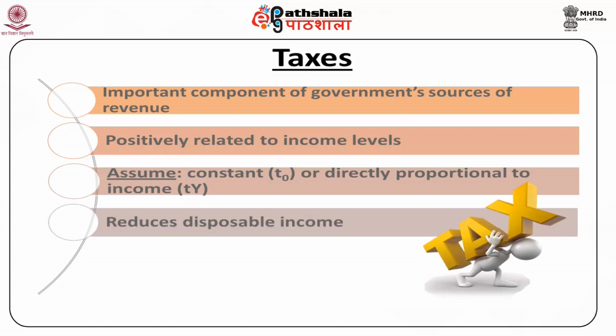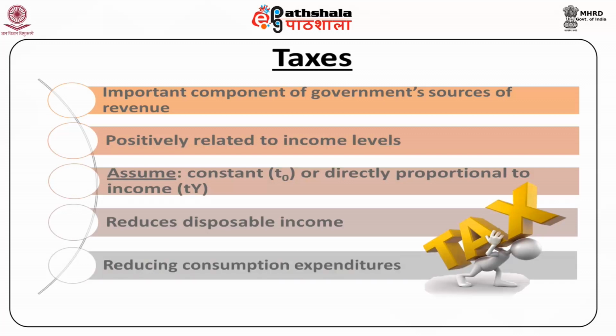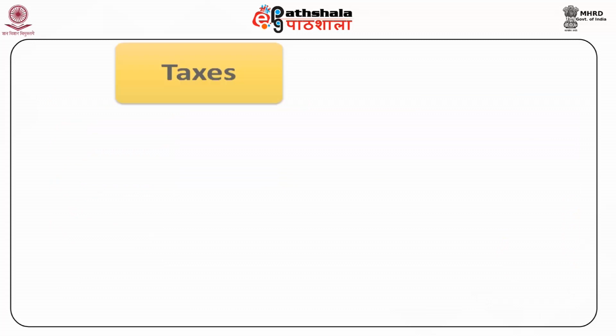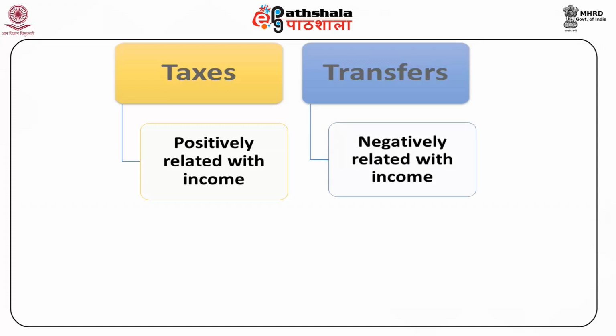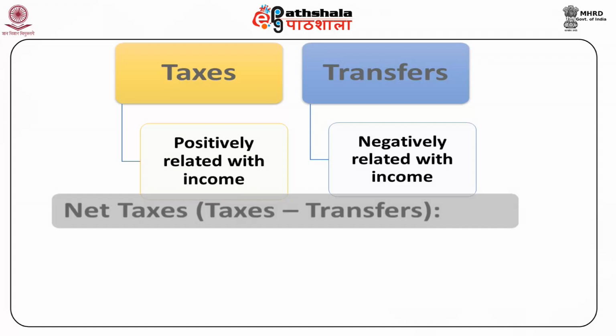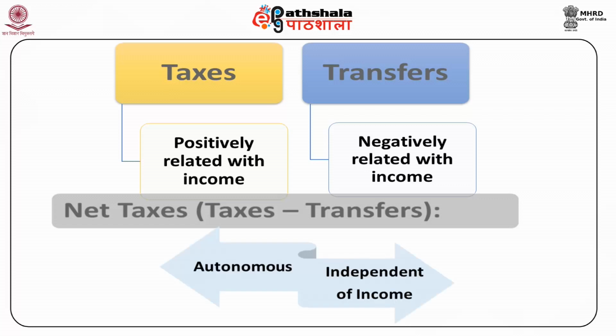Taxation reduces the disposable income of the consumers, reducing their consumption expenditures. Since taxes are positively related with income, while transfers are negatively related with income, it will be assumed initially that net taxes, that is, taxes minus transfers, are autonomous and independent of income. However, in the later module, more realistic assumptions will be made.